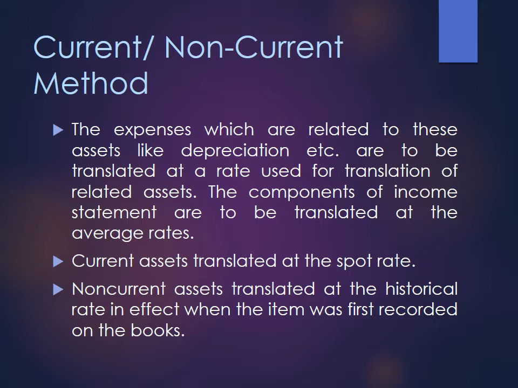The components of income statement are to be translated at average rates. Current assets are translated at spot rate. Non-current assets are translated at the historical rate in effect when the item was first recorded in the books of accounts.